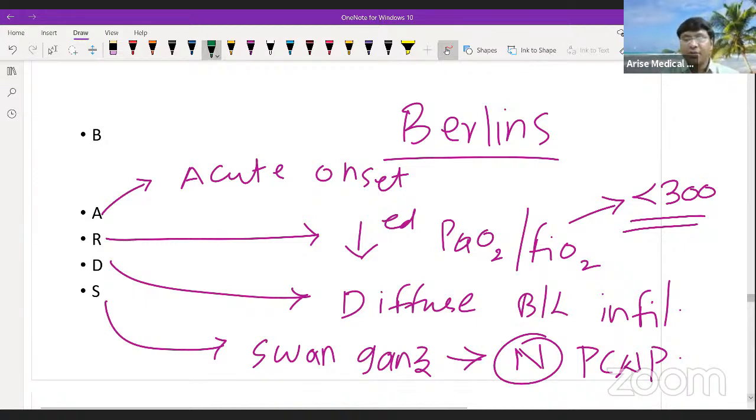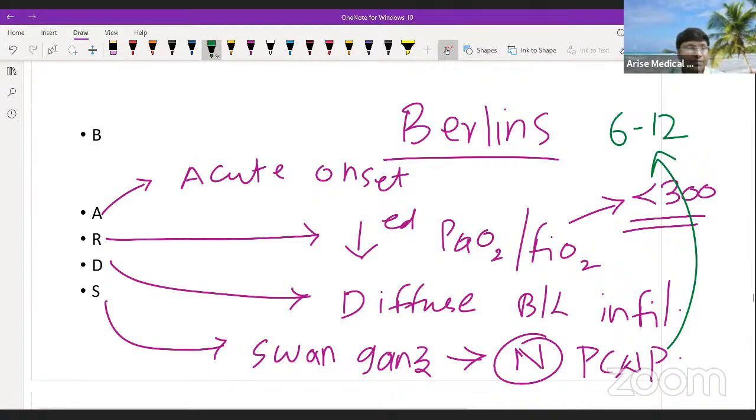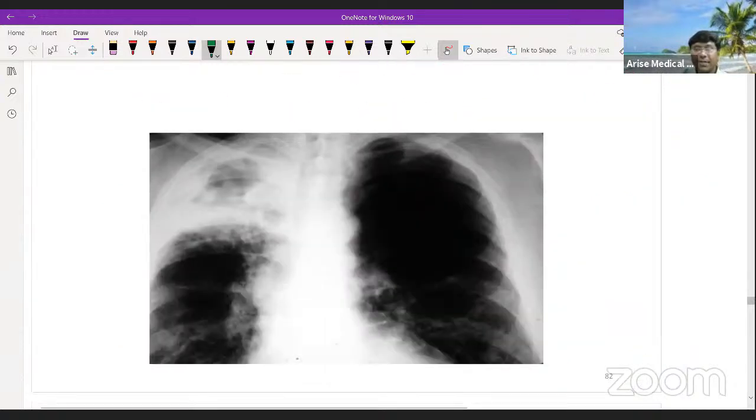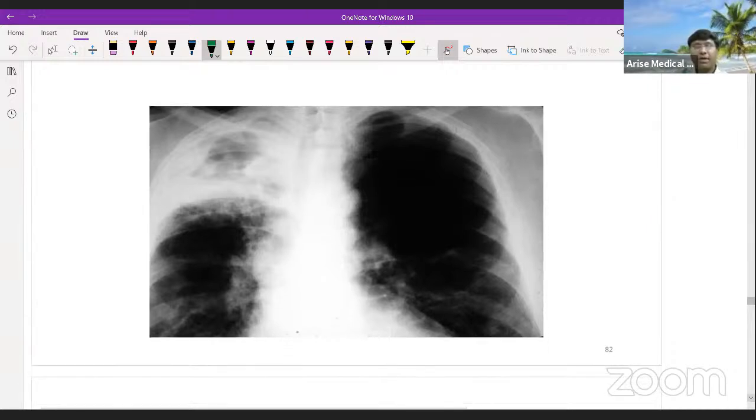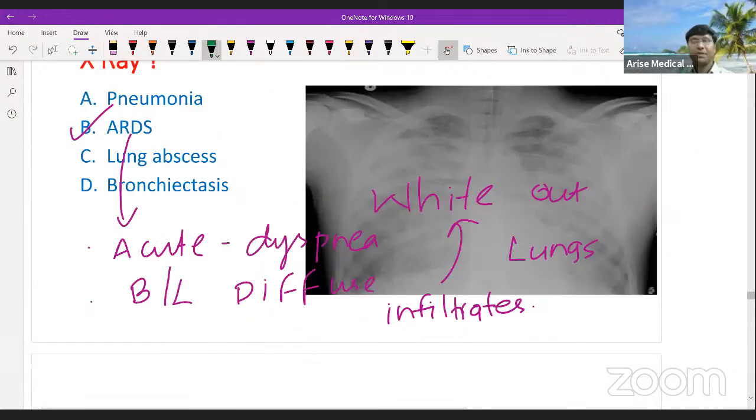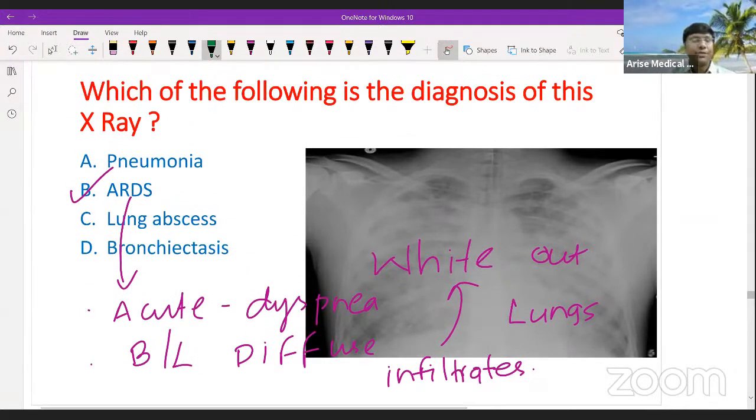So how much is the normal pulmonary capillary wedge pressure? Normal pulmonary capillary wedge pressure is around 6 to 12 millimeters of mercury. Okay, so that is about your Berlin's criteria. Next, now, if you take the question, what are the other options which are given to you? Pneumonia, lung abscess, bronchiectasis.